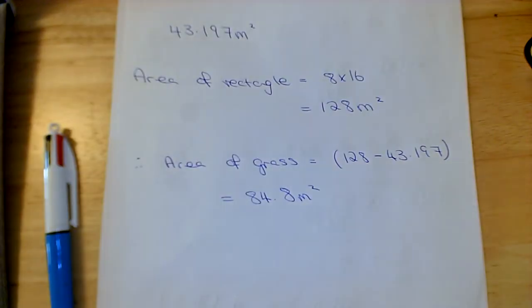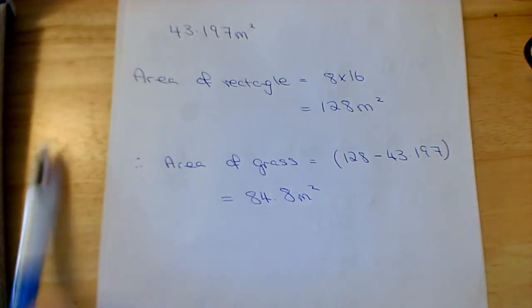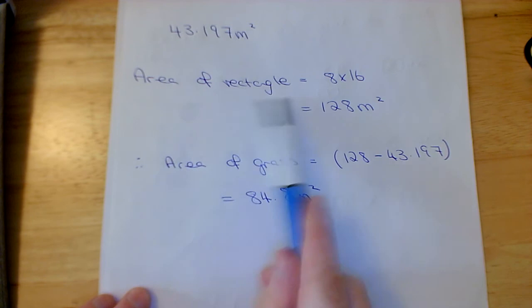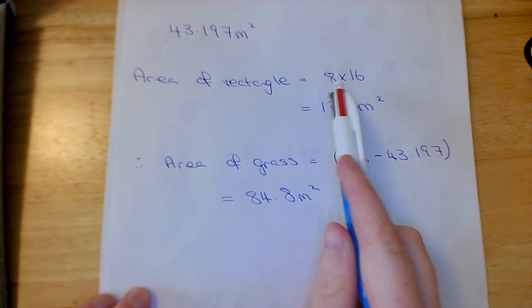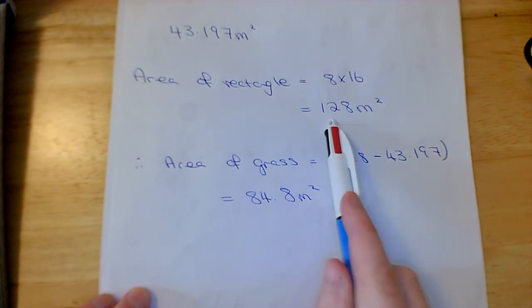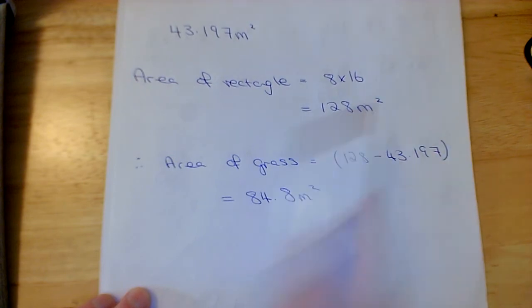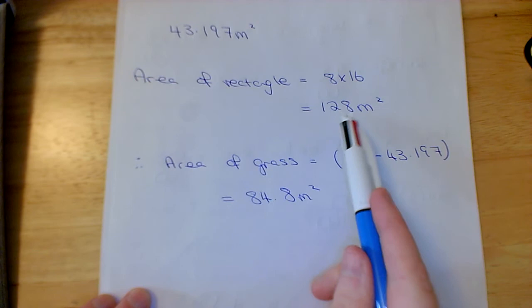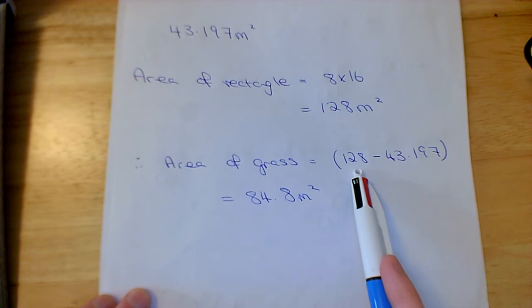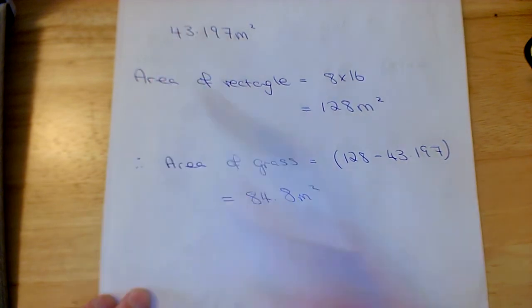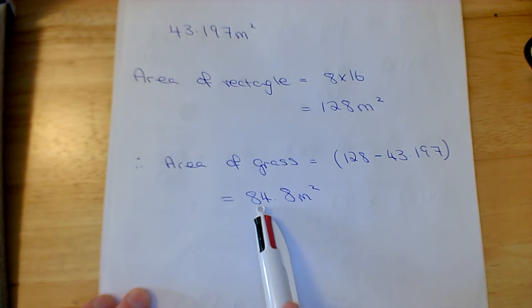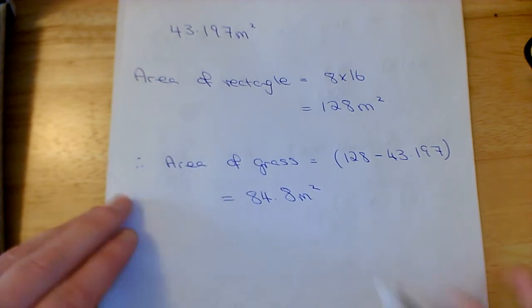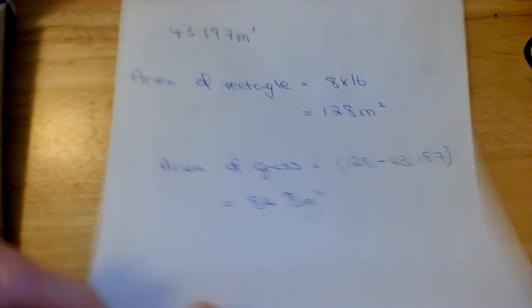I'm asked to find out how much grass is actually needed. So I basically have my area of my rectangle as my entire lawn, but we need to remember that some of the flower bed is already taken up in this. So my area of my rectangle is going to be 8 multiplied by 16, and that gives me 128 meters squared. So my area of grass is my area of my rectangle, which is 128, take away my flower bed area, which is 43.197. That gives me that the area of the grass is actually 84.8 meters squared.